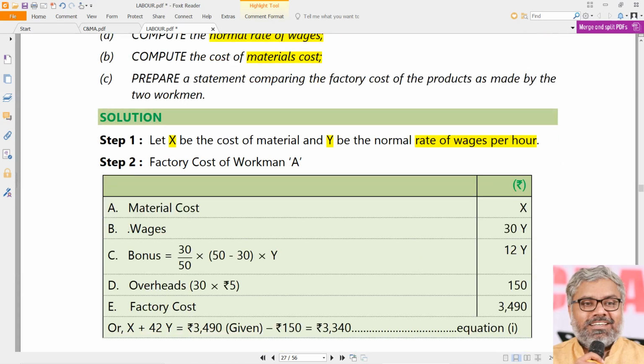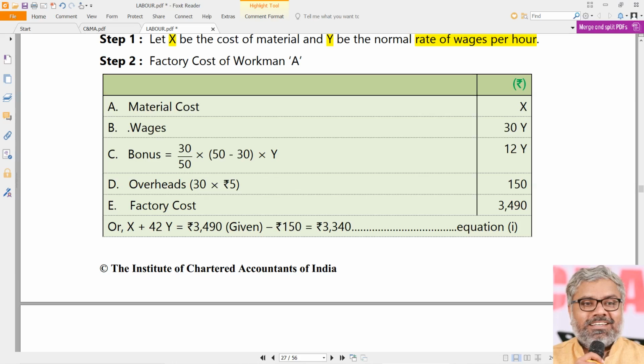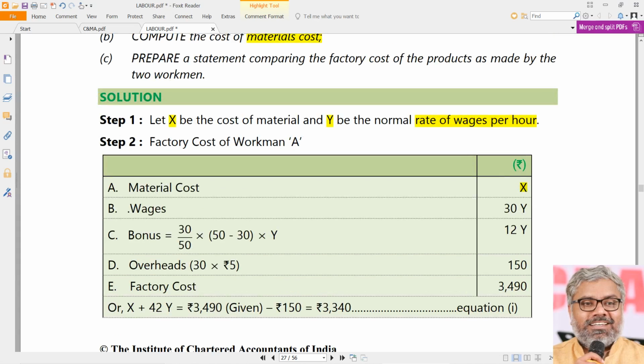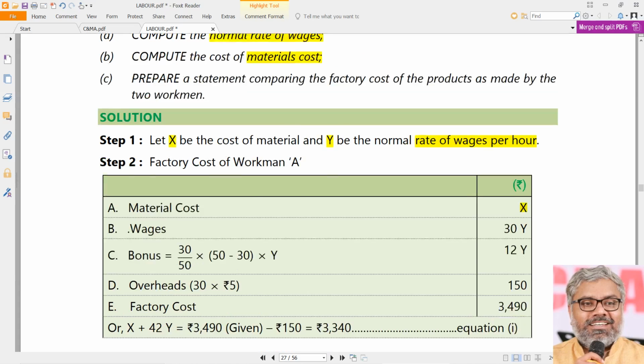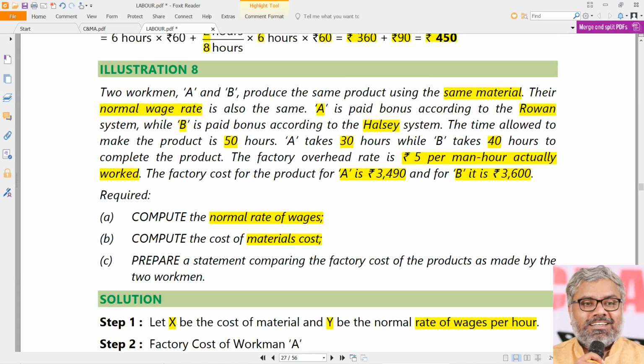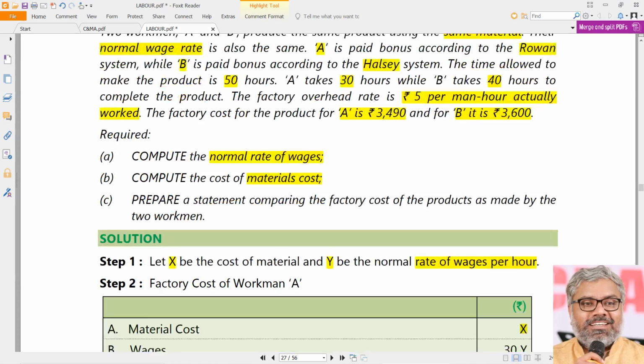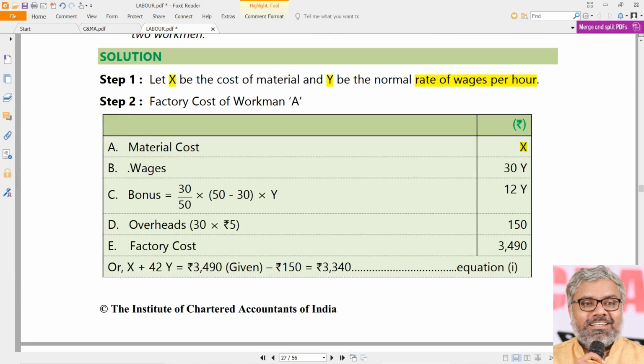Then the factory cost of workman A can be summarized like this. Material cost will be there, X definitely. Wages will be 30 multiplied with Y. Y, what we have taken as wage rate, Y into 30, because A has worked for 30 hours. So 30 into Y, that is normal wages, time wages we can say.